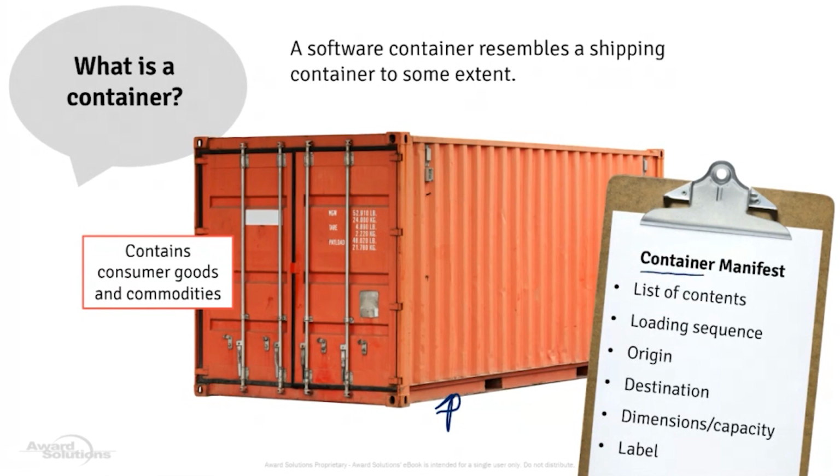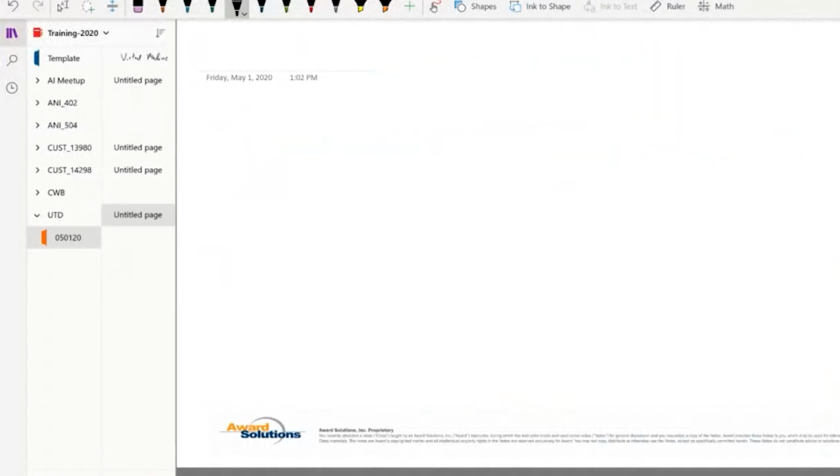It'll have some type of a container manifest. That container manifest will have some number: what are the contents, how do I put the data into the container, origin of the container, destination, capabilities, and any specific labels. So when you think about a container, before we get to this virtualization concept, the first use case of a container was software distribution.